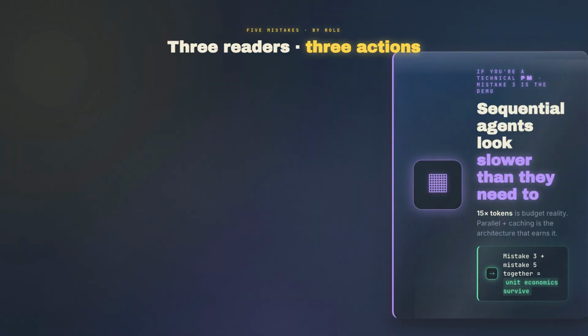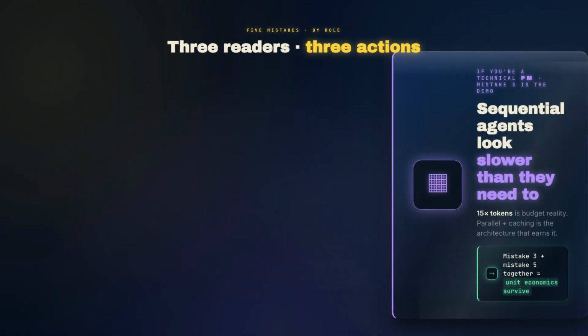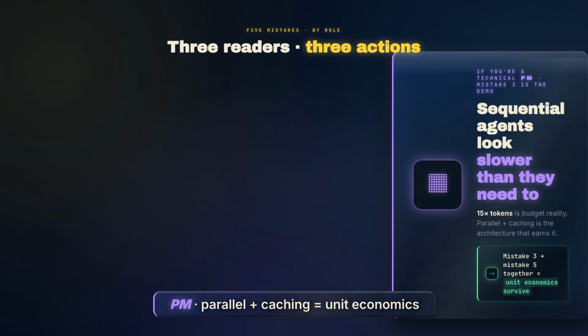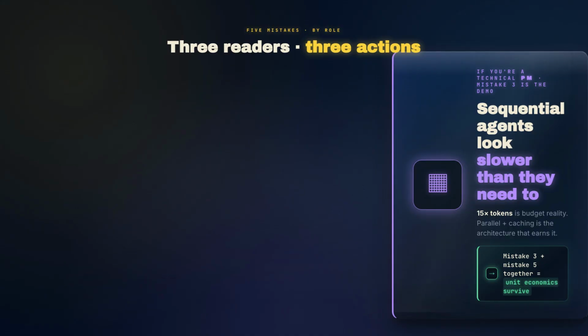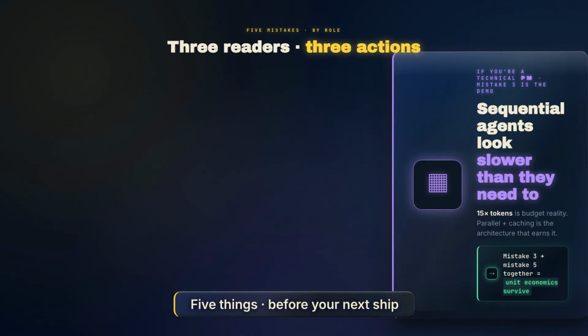If you're a technical PM, mistake 3 is the demo. Sequential agents look slower than they need to. The 15 times token stat is the budget reality. Parallel tools plus prompt caching is the architecture that earns the budget. If your team is debating whether to ship an agent, the answer is rarely whether, the answer is which architecture makes the unit economics work. Mistake 3 plus mistake 5 together are that architecture.